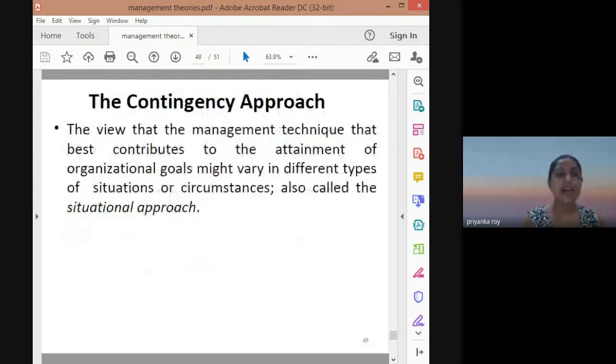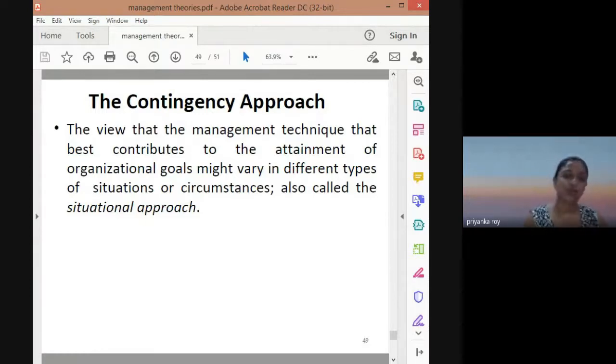Then we have contingency management theory. In contingency management theory, the view is that management techniques that best contribute to the attainment of organizational goals might vary in different types of situations or circumstances. So it is also called the situational approach.